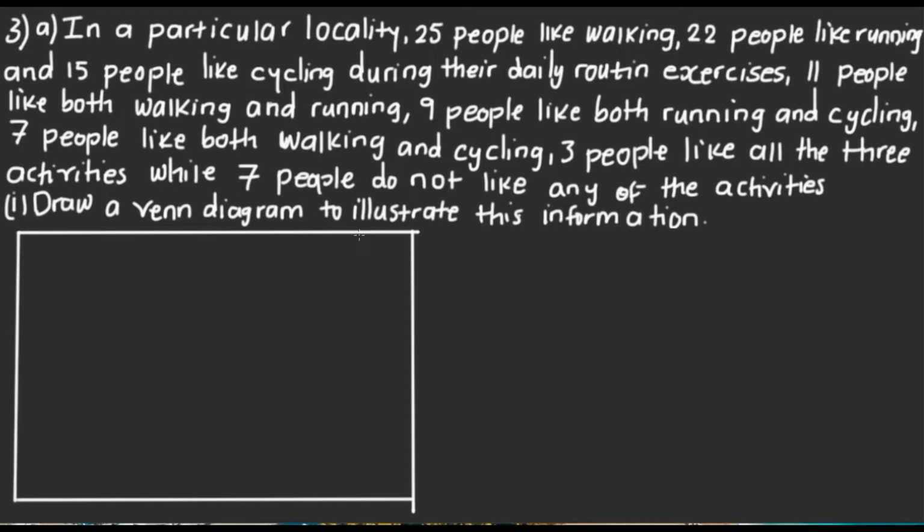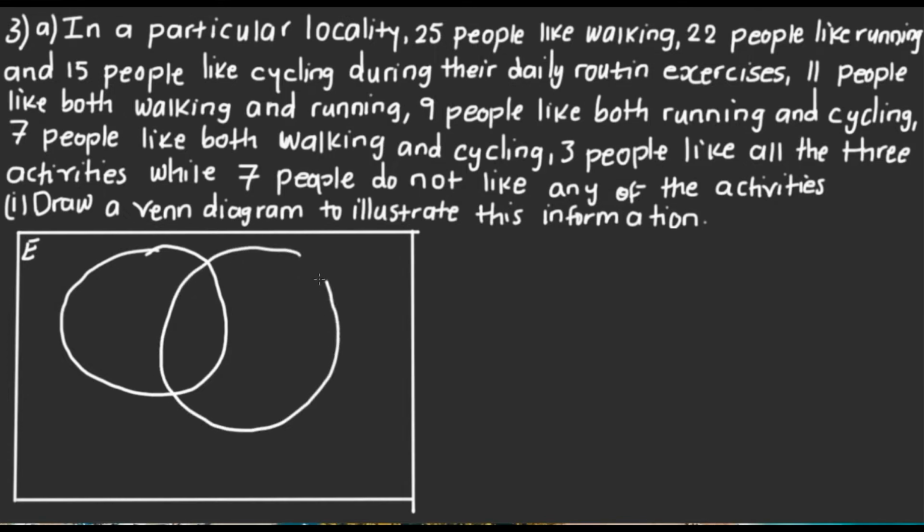So we have started. So whenever you're told to draw a Venn diagram, you start by drawing a rectangle. So I can put letter E here. Now, how many sets are we going to write? So 1 for walking, running, and cycling. So 3 sets. Now, do you have the intersection of the 3? Yes, we do. This statement here, 3 people like all the 3. So it's very important you identify this. Now, since this is the case, when drawing the 3 circles, make sure they intersect at one point. All the 3 must intersect at one point.